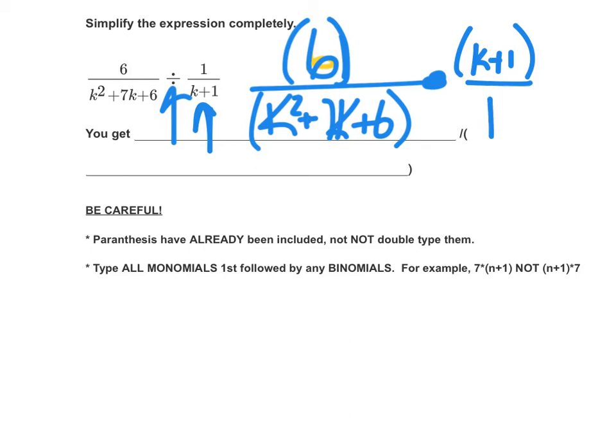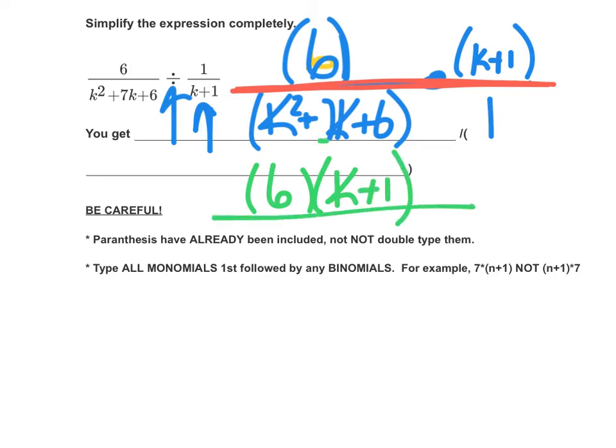Remember, multiplication, all we have to do, it's one big fraction, so I just do that. Let's see if we can naturally cross anything off. Nothing matches up right now. What can I factor? The 6 is good, the k plus 1 is good, the 1 is good. This trinomial can be factored into 2 groups, so let's do that. I'm going to rewrite the 6 here, and then I'll do the k plus 1.